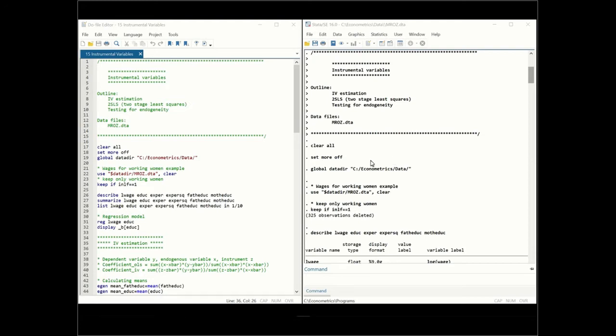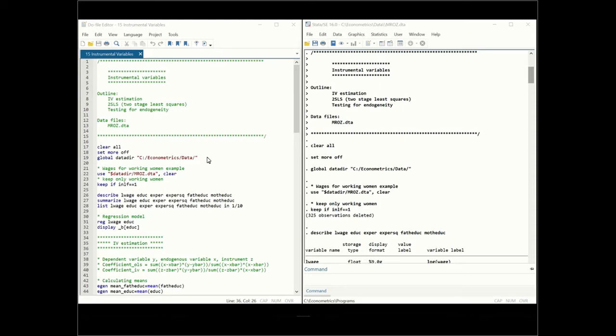I have opened up the Stata program here, and I have already highlighted it and executed it, and this is the output here. For this example, we would be using the dataset MROZ.dta. In order to use this dataset, you will need to change where the dataset is stored on your computer to point to the path of this dataset.